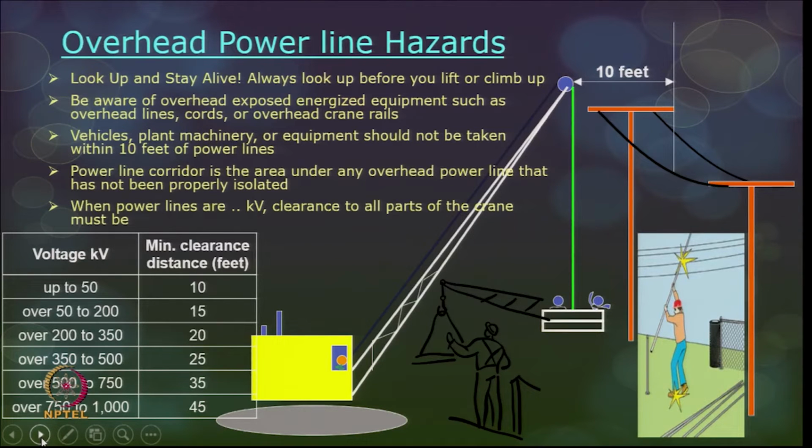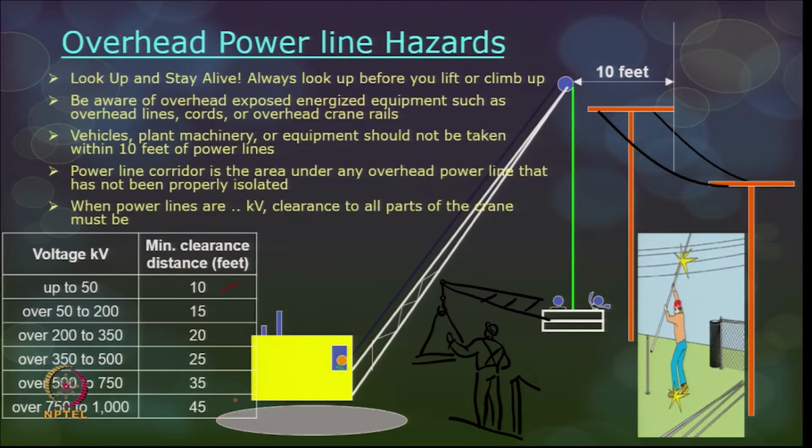Now, if you see here, up to 50 kilovolts, the minimum clearance distance is 10 feet, over 50 to 100 it is 15 feet, 200 to 350 it is 20 feet, 350 to 500 it is 25 feet. So, for every 250 you increase in volts, then you should be away at least 5 feet more. And so, always look up and stay alive.